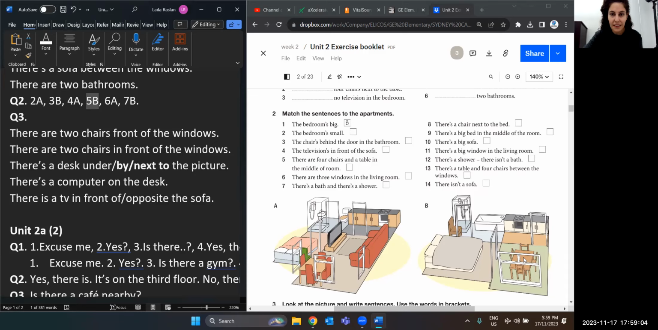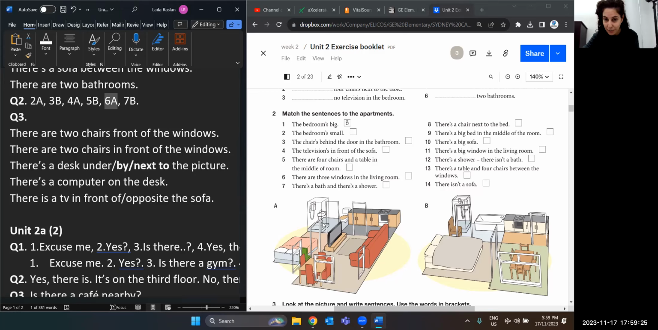Number 6, there are 3 windows in the living room. That's an A. I can see here 1, 2, 3. So 6A. Number 7, there's a bath and there's a shower. B, there's a bath and a shower.